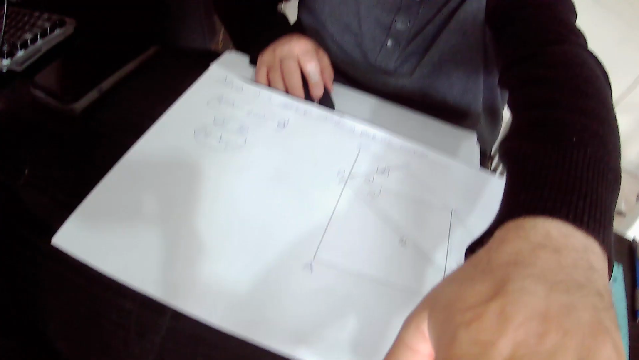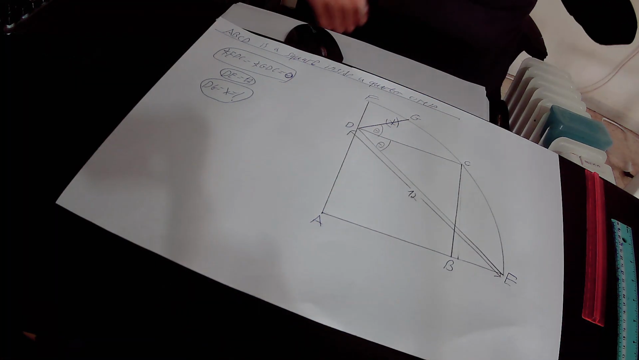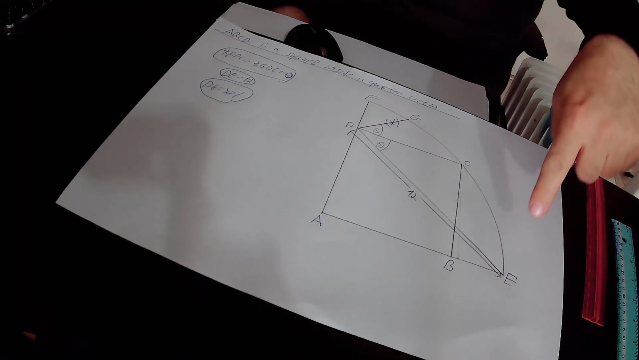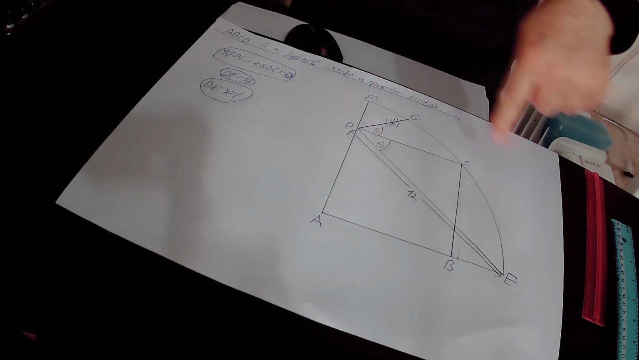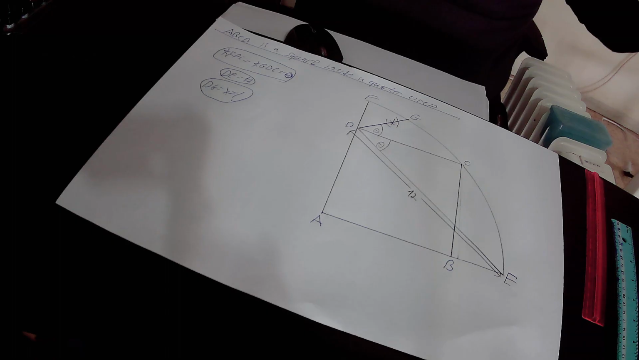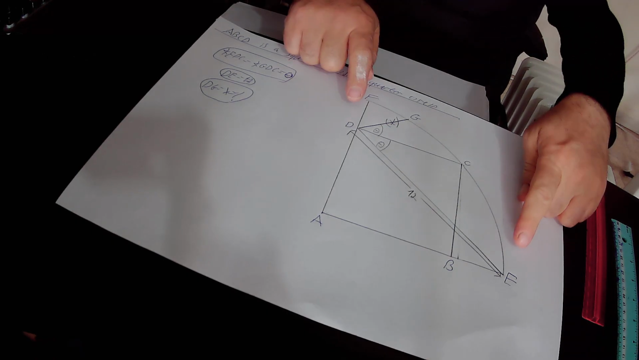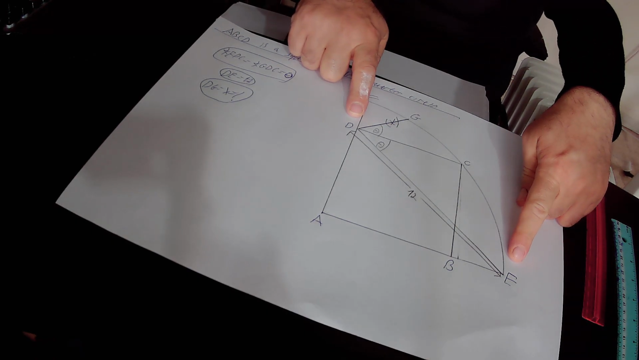Now in this lecture we'll find out the value of x. In the drawing we have a quarter circle, AFE is a quarter circle. Inside this quarter circle we have square ABCD. In addition, we know that this line segment DE is equal to 12 units in its length.